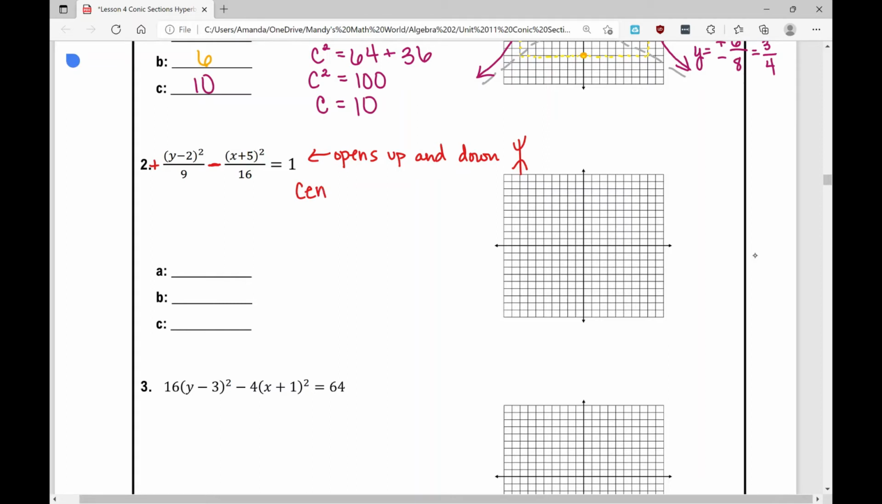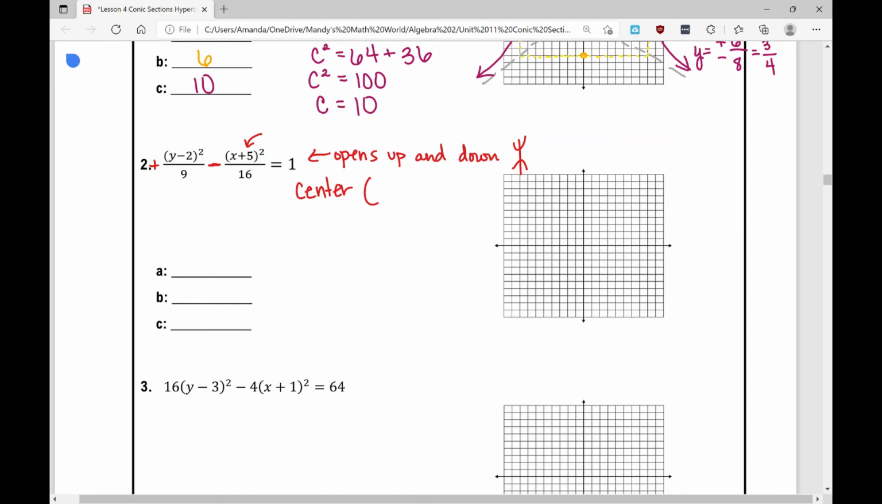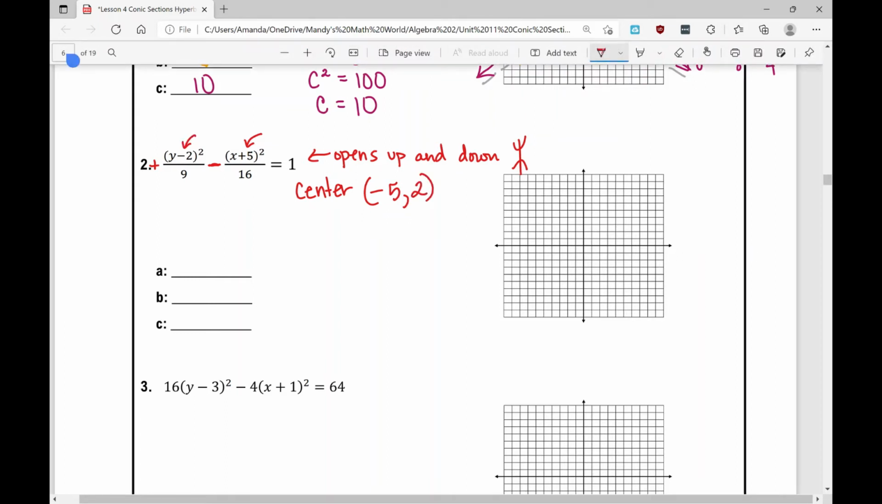Our center point for this hyperbola is, I'm looking at my x term first, and remember, it's just like with a circle, just like with an ellipse. I'm taking the opposite of the number that's in there because it affects it by x minus h. So my x term would be -5. My y would be +2. Let's go ahead and graph that. Left 5, up 2. There's my center point.